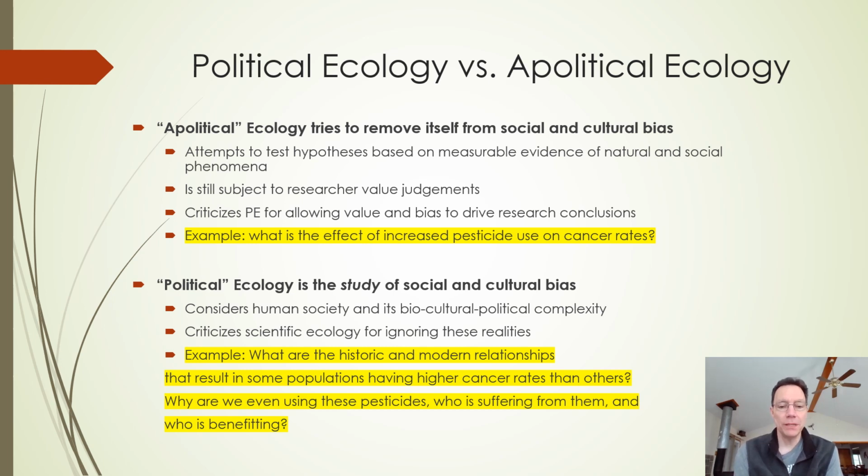So an example of a political ecology question on the pesticide thing might be, what are the historic and modern relationships that result in some populations having higher cancer rates than others? Why are we even using these pesticides? Who is suffering from them and who is benefiting or who is profiting? Who has the power in those relationships? That's sort of a political ecology question.